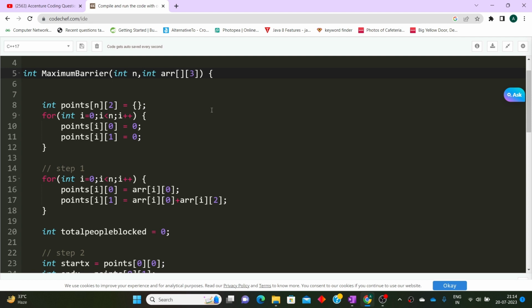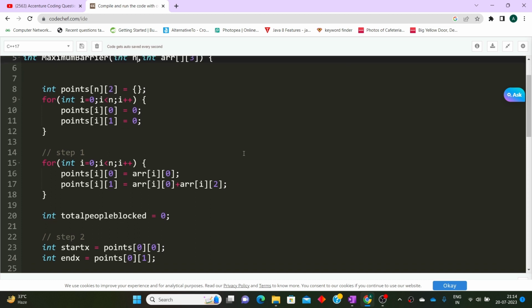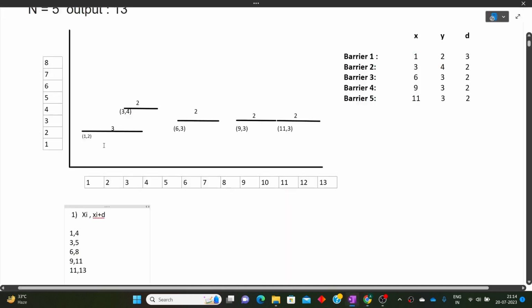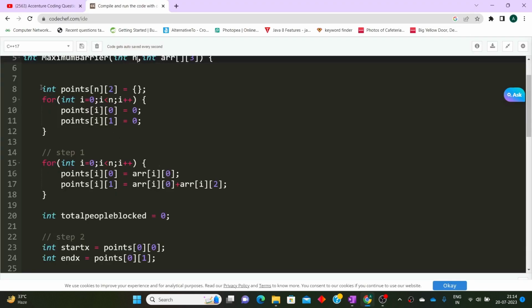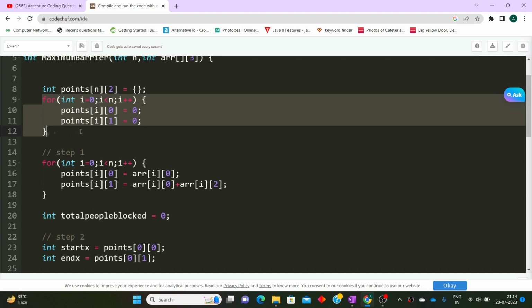Now, as I have told you, as step 1, we will have to find the starting and ending x points of each and every barrier. So if there are n barriers, we will have to find the starting and ending x points of n barriers. For storing those values, we have to define an array, int points. It will have n rows and two columns, which will store the starting and ending x value. Then we will initialize this array with 0 initially.